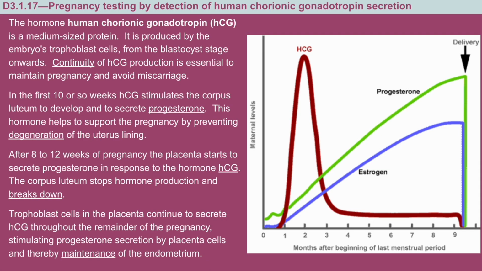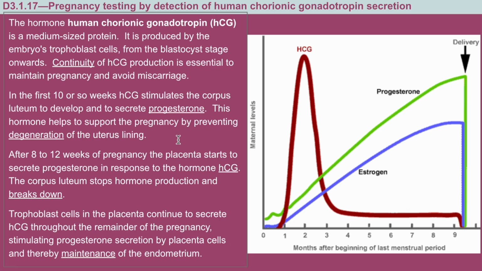Okay, back to HCG, which we mentioned at the beginning of this slideshow. It's a protein produced by the embryo's trophoblast cells from the blastocyst stage onward. Continuity of HCG production is essential to maintain pregnancy and avoid miscarriage. Okay, so what does it do? In the first 10 or so weeks, HCG stimulates the corpus luteum to develop and then to secrete progesterone. This hormone helps to support the pregnancy by preventing degeneration of the uterine lining. Remember, that's progesterone's primary job, maintaining the endometrium.